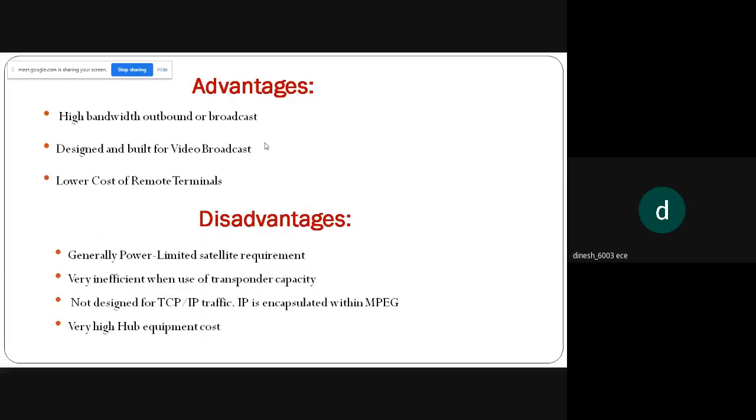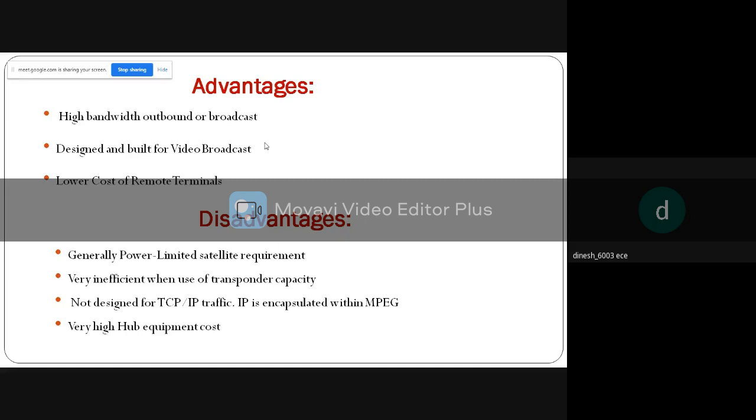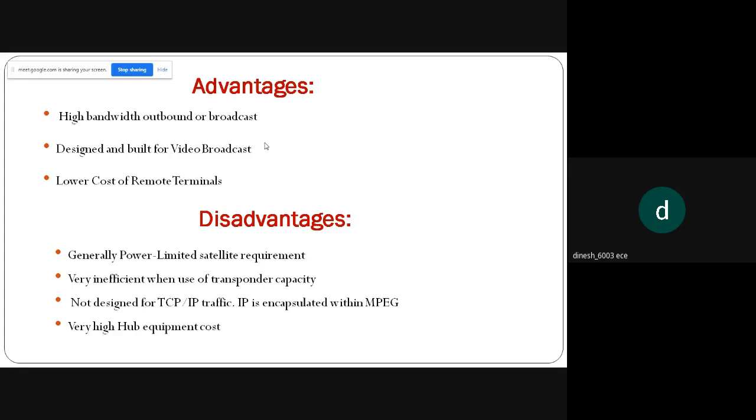The advantages are high bandwidth output for broadcasting, it is designed and built for video broadcasting, and low cost of remote terminals. These are the advantages of using this IRD in video broadcasting.